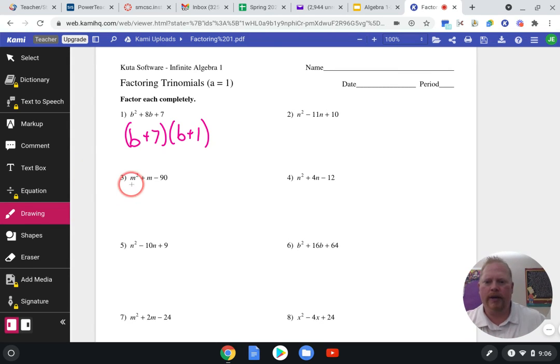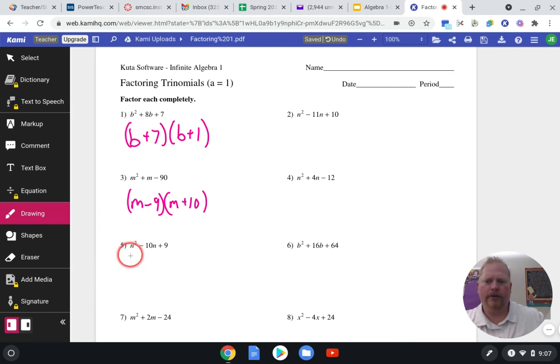Let's take a look at number 3. My c value is negative, so I'm looking for two numbers that multiply to be negative 90, but add up to be 1. Okay, but one's positive and one's negative. So what two numbers are one digit apart on the number line, but multiply to be 90? Well, that'd be 9 and 10. So I have to get the right signs with the right numbers. I'm going to get m, let's see, a positive 10 and a negative 9 would give me positive 1. So m minus 9 and m plus 10.